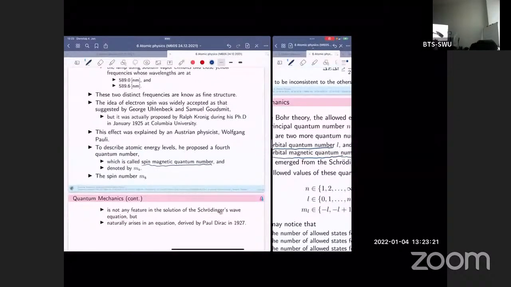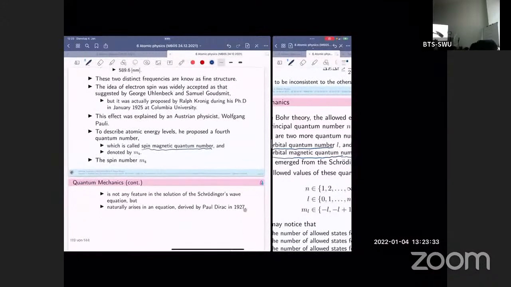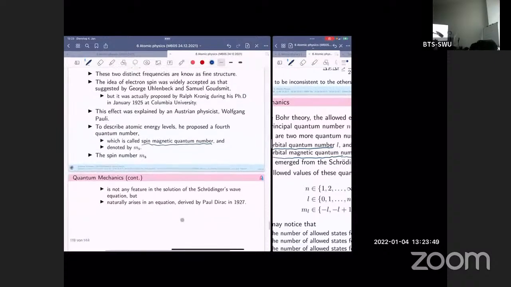You could not find the detail of spin number MS in the Schrodinger's wave equation, but it comes from the equation derived by Paul Dirac in 1927. Because we are at the high school level, we could not get into the detail of many things on this, because it involves a lot of calculus.